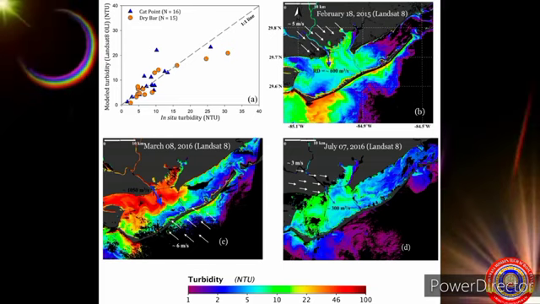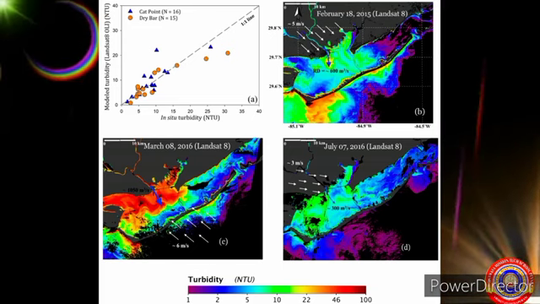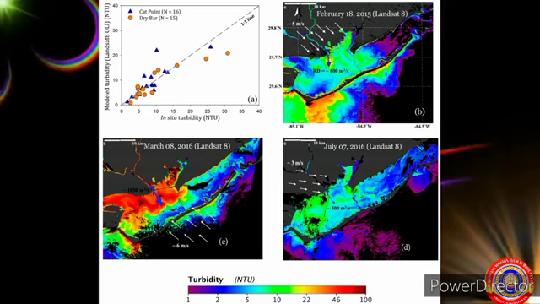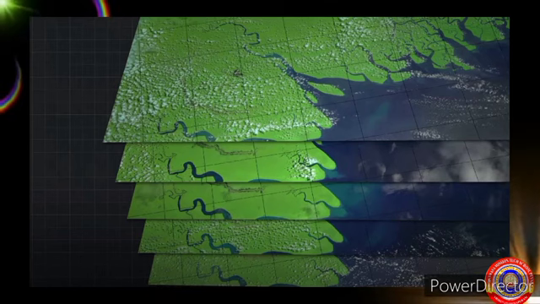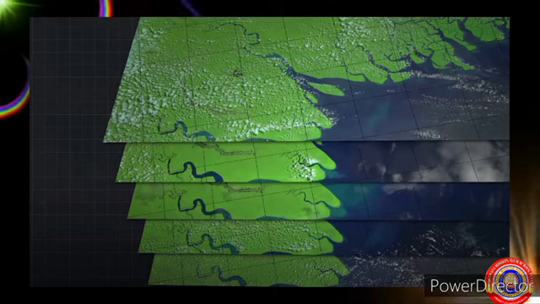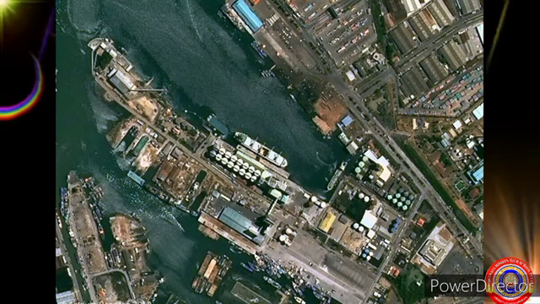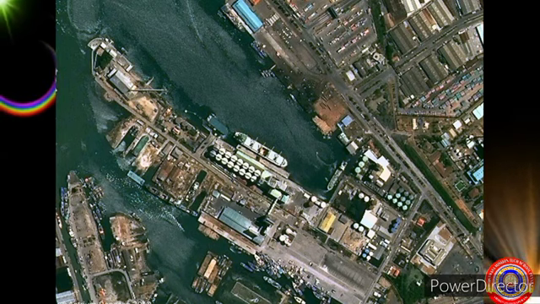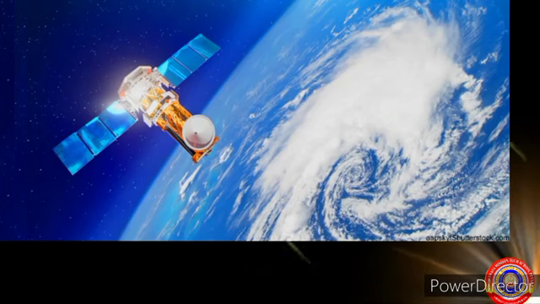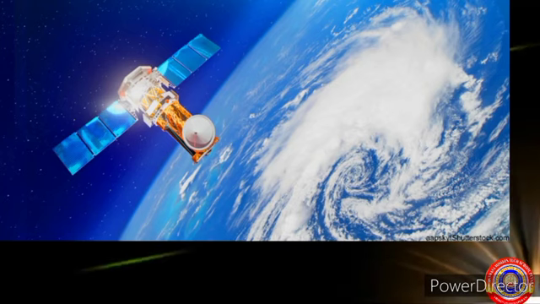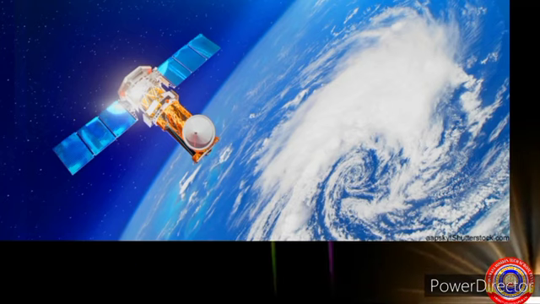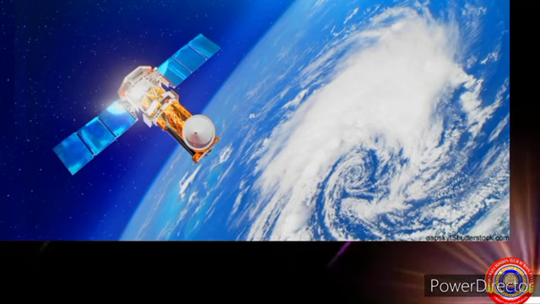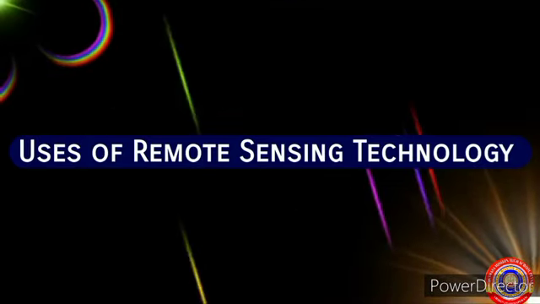in digital format to the terrestrial stations. This is interpreted with the help of computers and converted into the picture format. These are called satellite imageries. The size of the smallest object on the Earth's surface that a satellite sensor can distinguish is called the spatial resolution of the sensor. Let's see the uses of remote sensing technology.